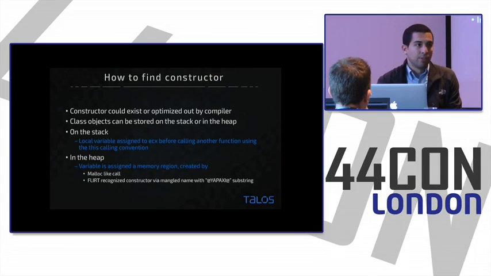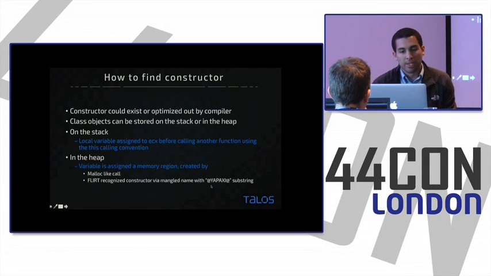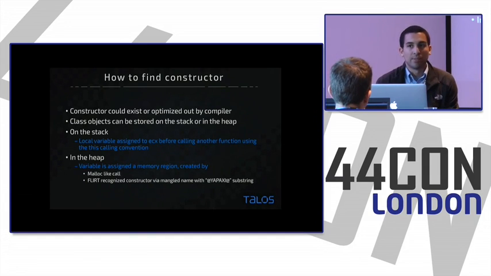A lot of times in IDA, FLIRT will pick up different signatures. It will be able to show you that this is a new call in order to create a new instance of this class. And you'll see a lot of times this YAPAXI substring. This is just a mangled name that's going to show up.